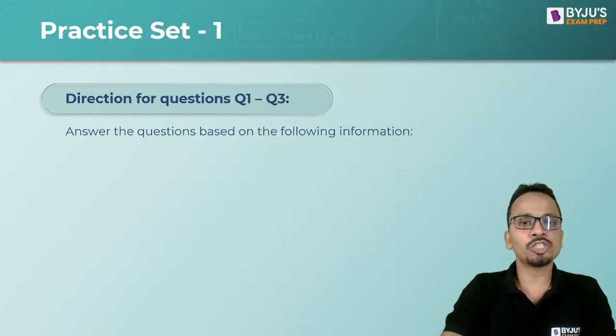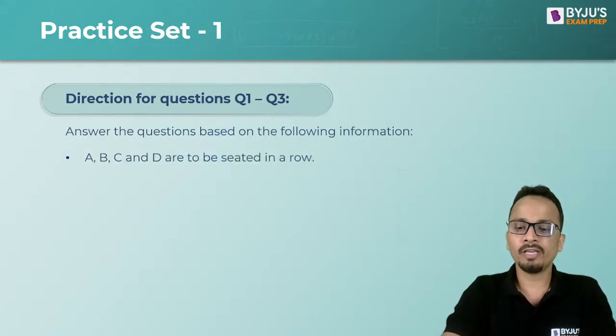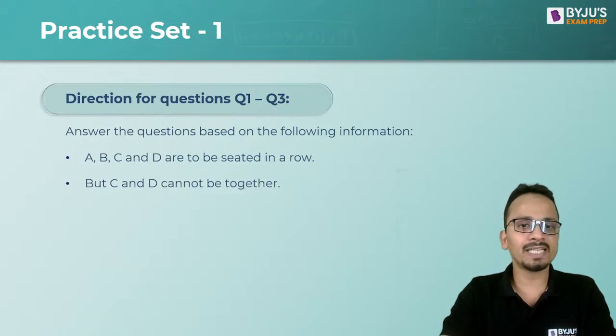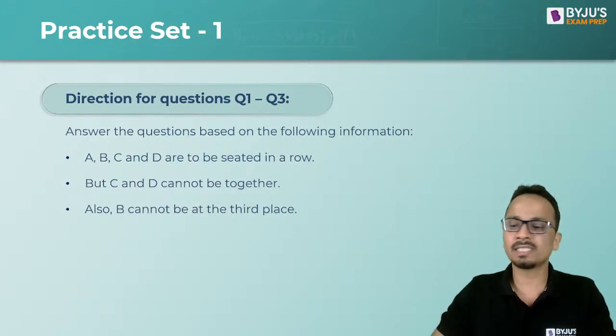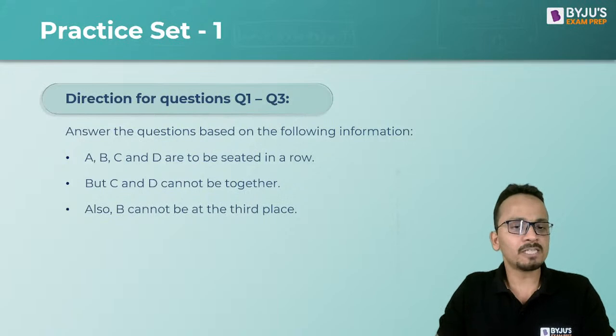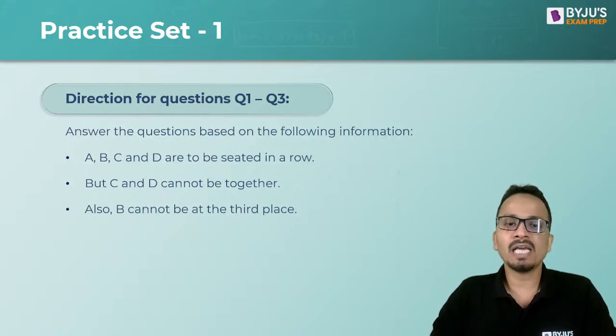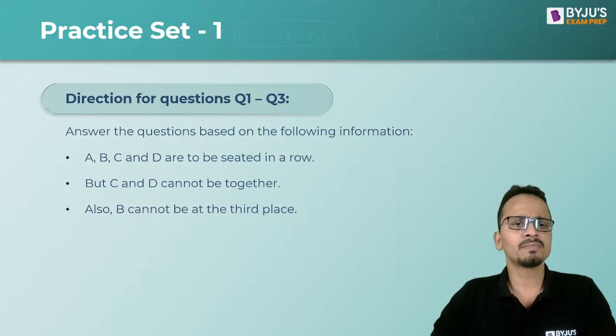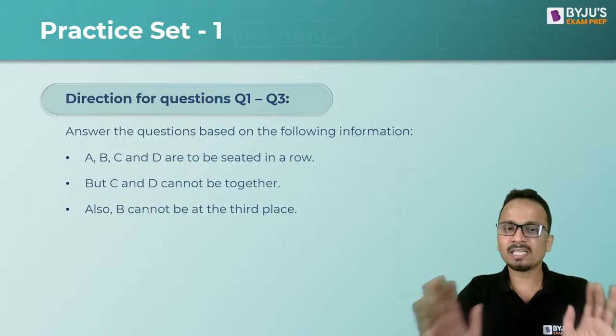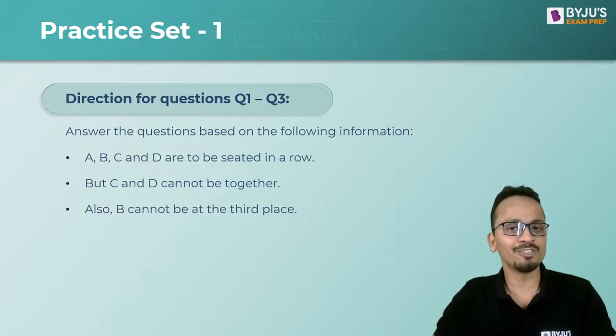Directions for question number 1 to 3. Answer the questions based on the following information. This is the set of information that is given to you. A, B, C, D are to be seated in a row, but C and D cannot be together. Also B cannot be at the third place. That's it. This is the amount of information that is given to you.